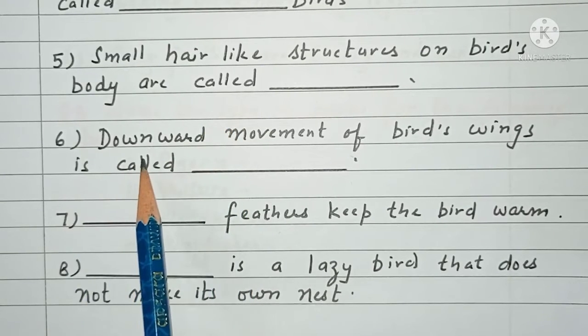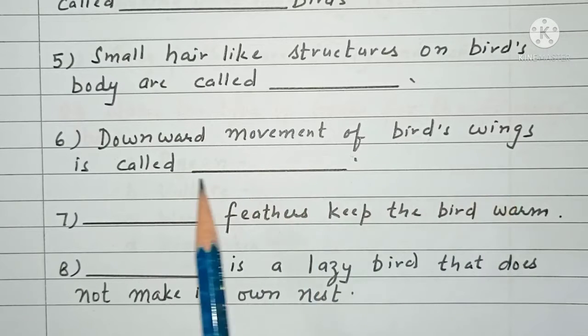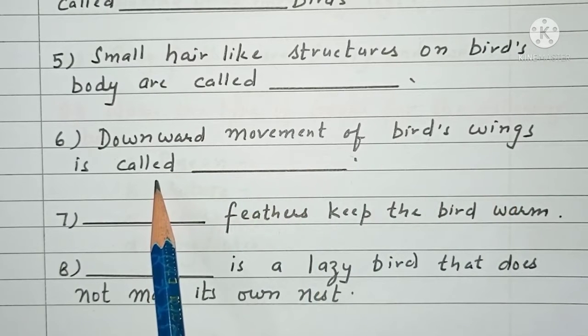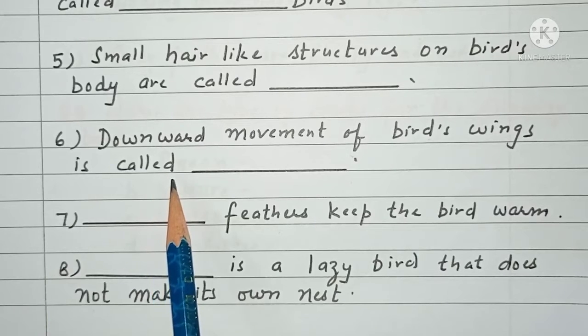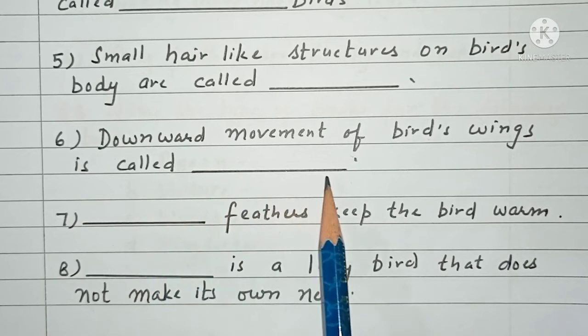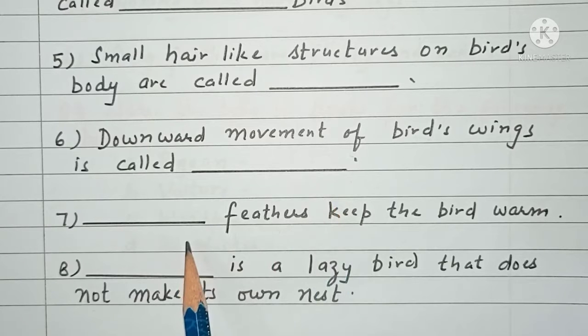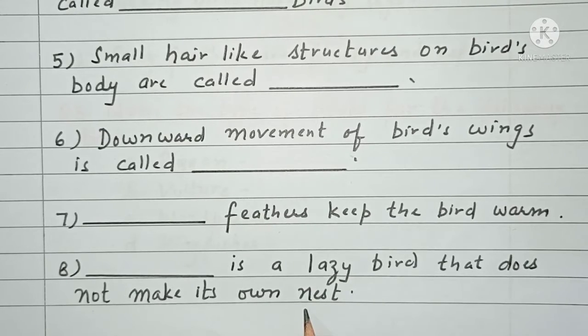And then the downward movement of bird's wings. There are two movements of bird's wings. One is the upward and one is the downward. So here you have to write down the downward movement of the bird's wings. Then name the feathers which keep the bird's body warm. We have got 3 types of feathers and all the feathers are having specific functions. So here name the feather which keep the bird's body warm. And then write down the name of the lazy bird that does not make its own nest. I'll be giving you the options. The options are crow and cuckoo.